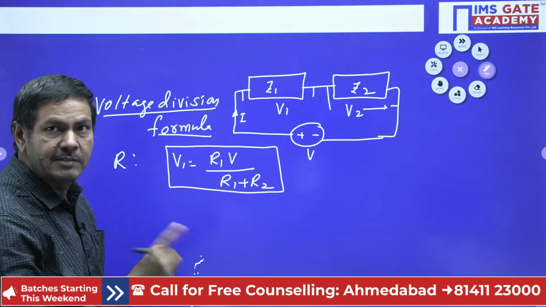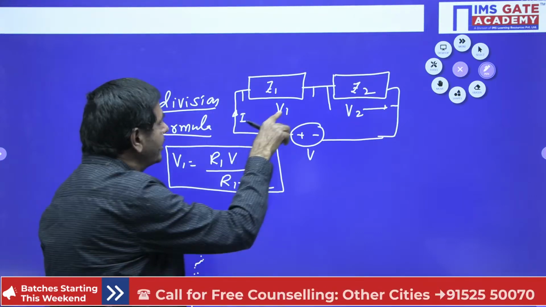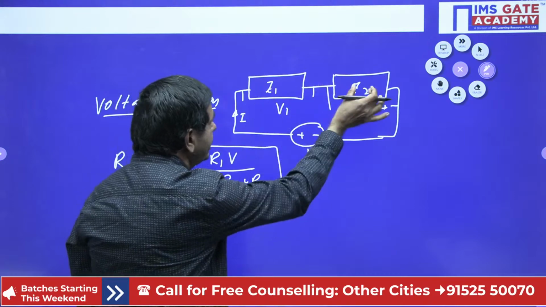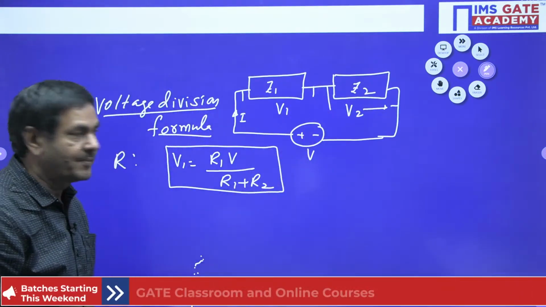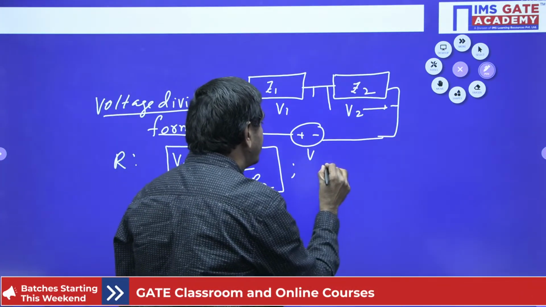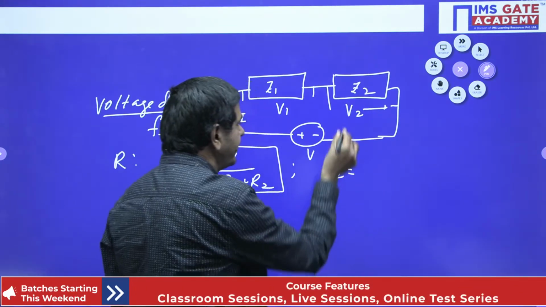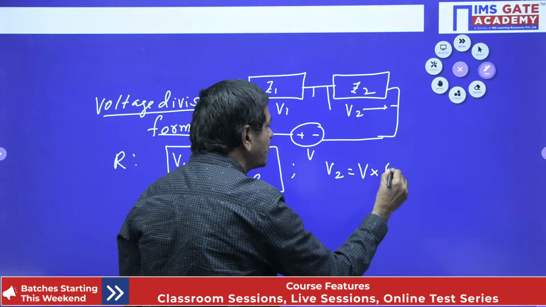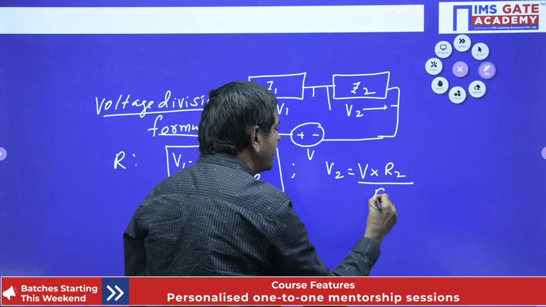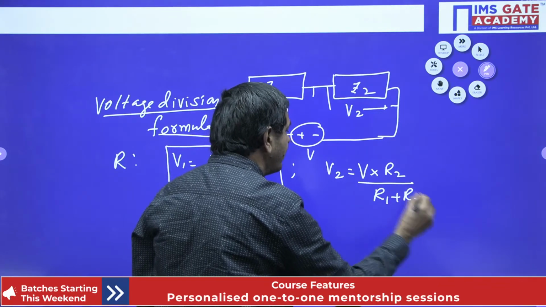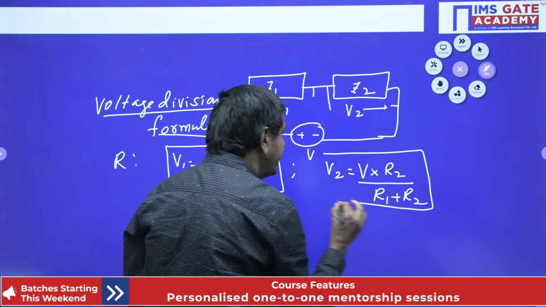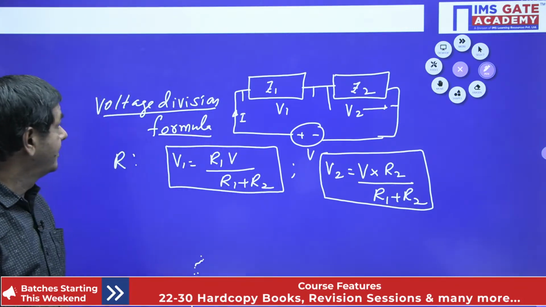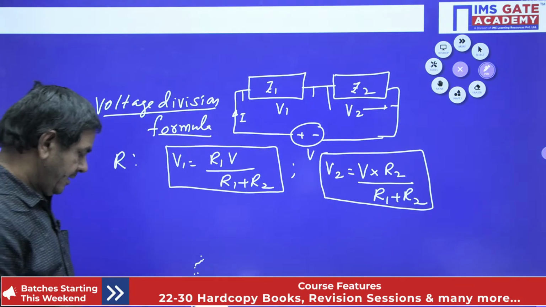By using the voltage division formula, to find V1 we take the supply voltage into the same resistor divided by the equivalent resistance. If you want to find the V2 value, in the same way, V2 means V into R2 by R1 plus R2. R equivalent is more important. By using this formula, V2 can be calculated. That way, V1 and V2 we can calculate for a resistor network.